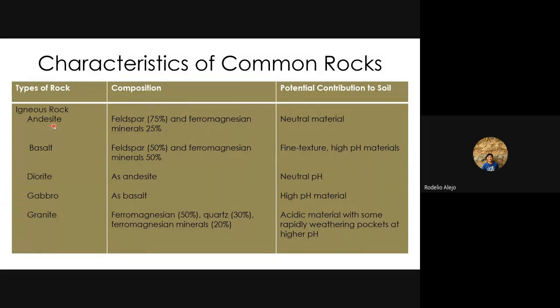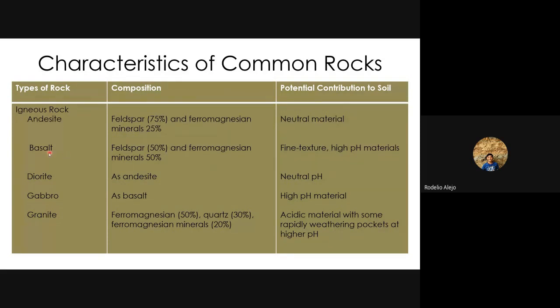Like for example, andesite. Andesite is composed of feldspar and ferromagnesian minerals. Feldspars are commonly basic minerals, composed of potassium feldspar and other basic elements. Ferromagnesian minerals are quite acidic, composed of iron and manganese and other acidic minerals. Because of that composition, it will yield a neutral material to soil. So it doesn't actually contribute to the acidity or basicity of the soil, but it has a neutral material.